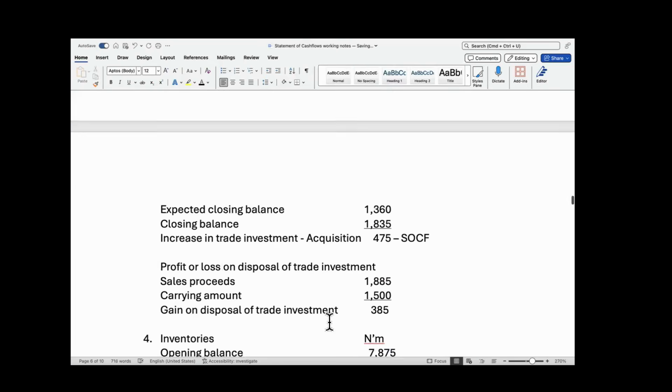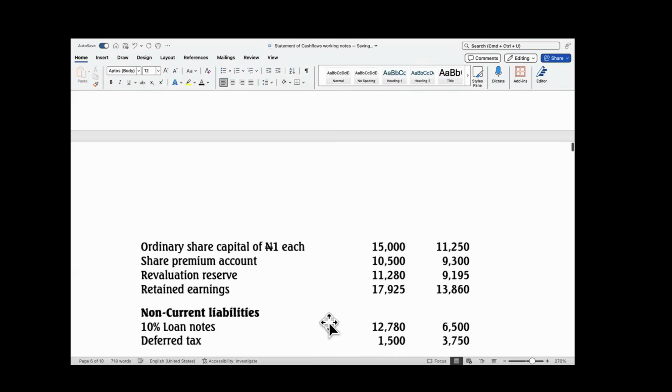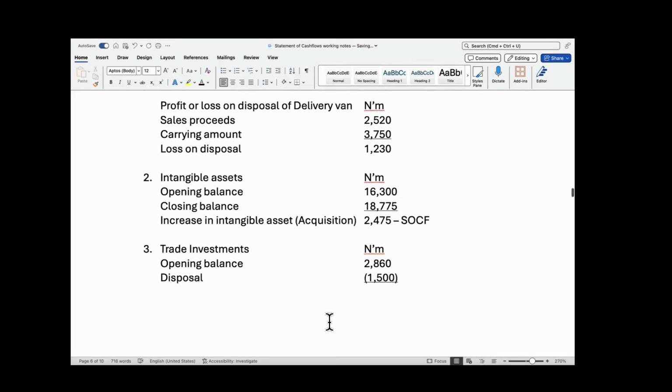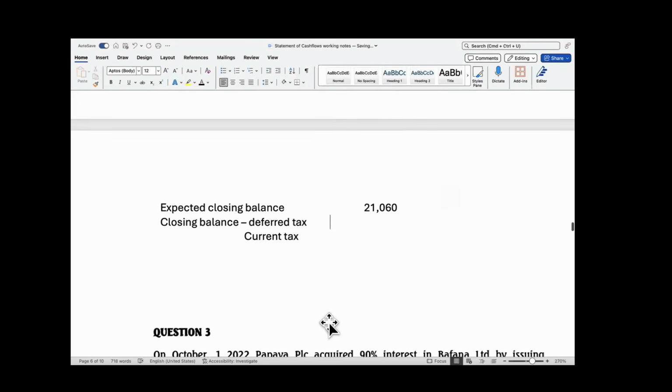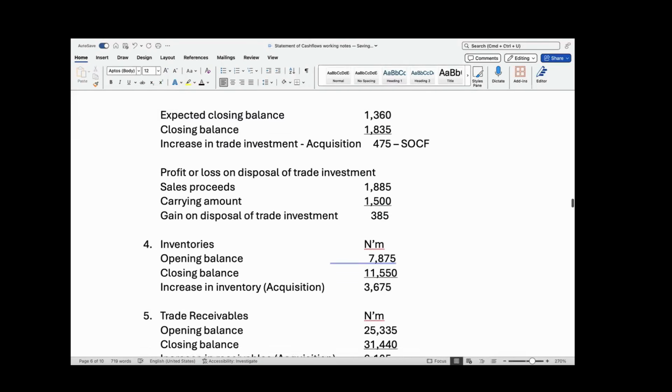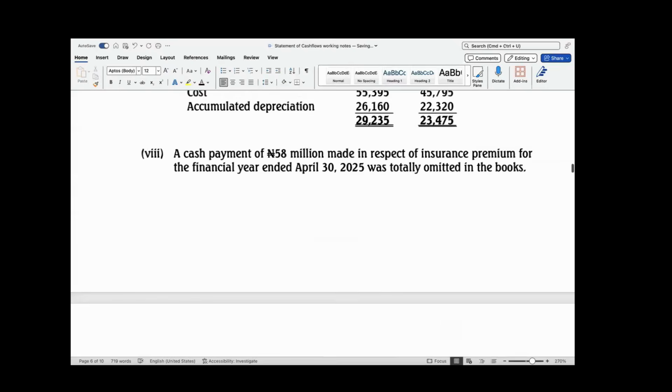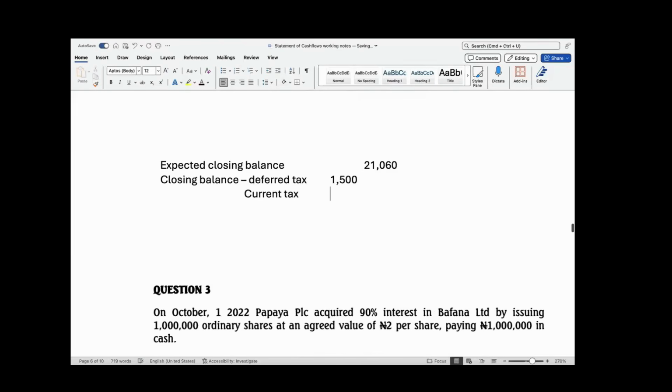So what's the deferred tax closing? 1,500. What's the current tax closing? 9,240. What's the addition of the two? 10,740.